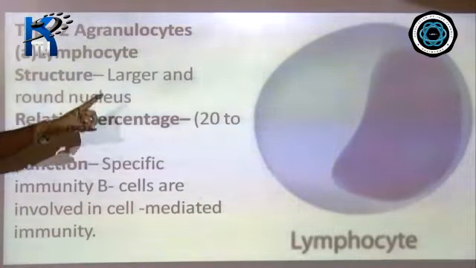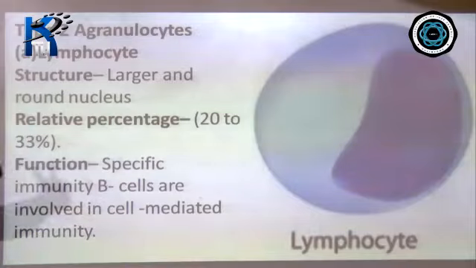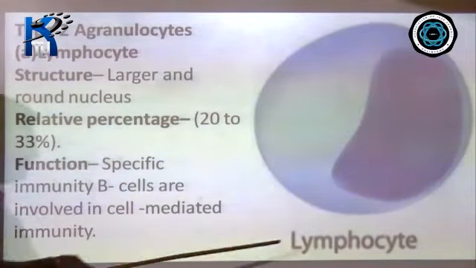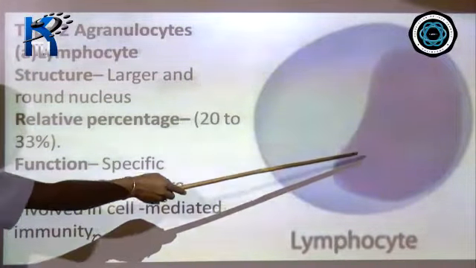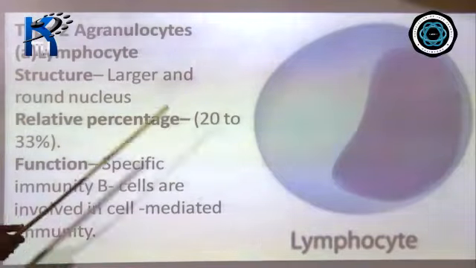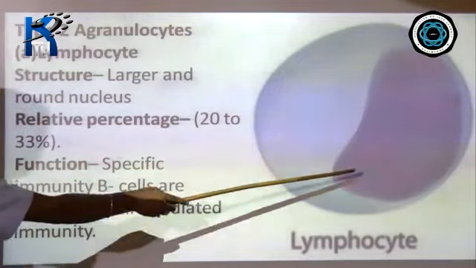Structure: first of all, a larger and round nucleus. If you compare neutrophil, eosinophil, basophil with these lymphocytes, you will see that this is not lobed, but it is larger. The nucleus is larger and it has a round nucleus. When differentiating, like neutrophil and lymphocytes, you can compare that the neutrophil has 3-4 nucleus lobes, whereas the lymphocyte has a larger one. Anyway, it has a larger and round nucleus, as you can see in the slide.